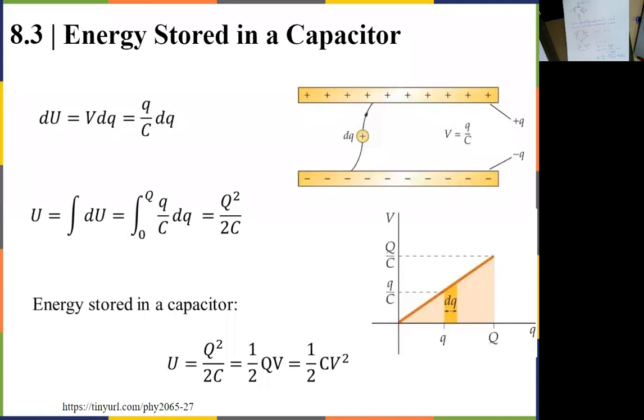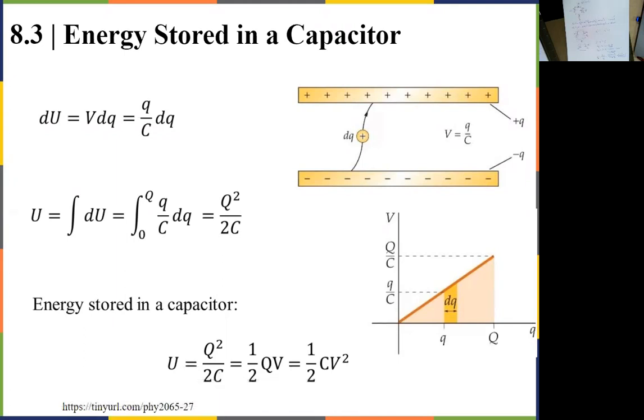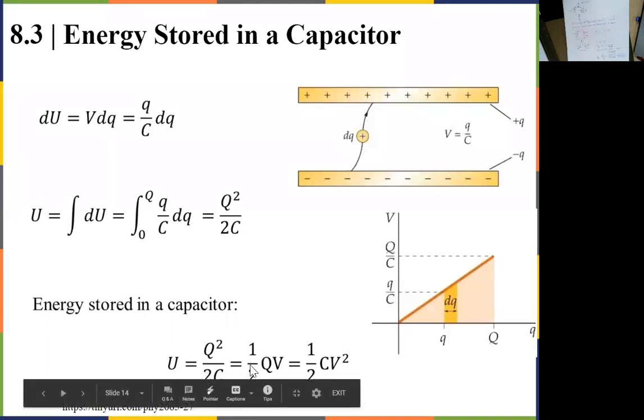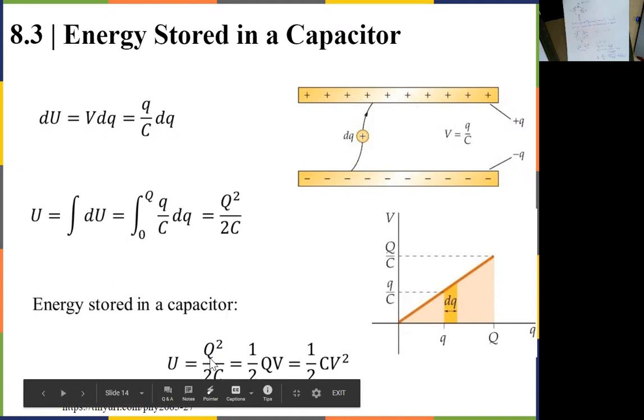Now, because you can write c in terms of q over v, it can also be rewritten as 1/2 q times v, or if you rewrite q as c times v, then it's 1/2 cv squared. So any one of those three expressions should be valid.